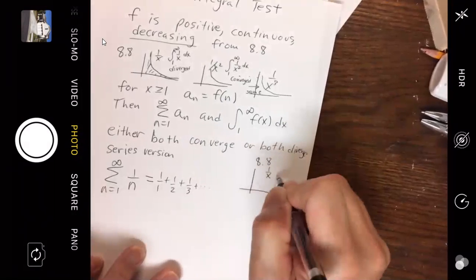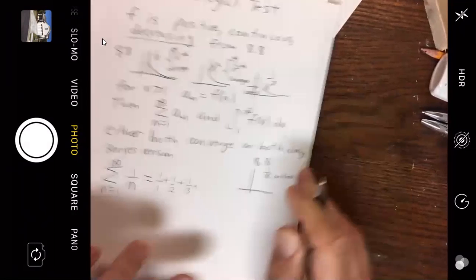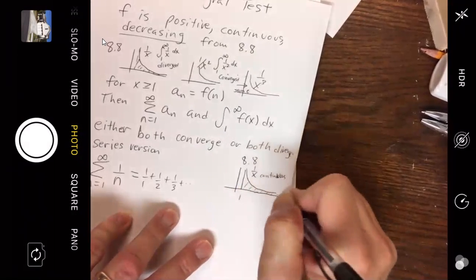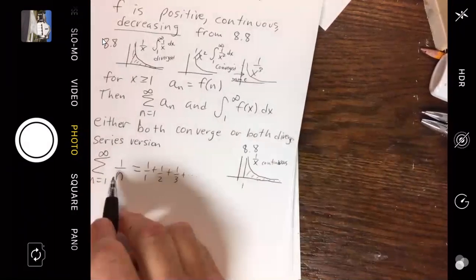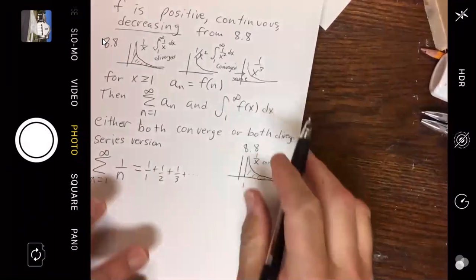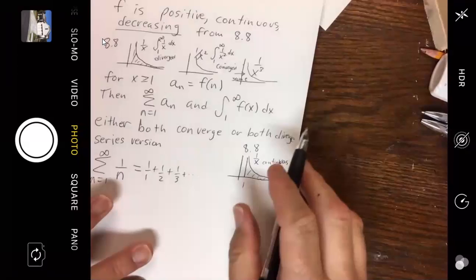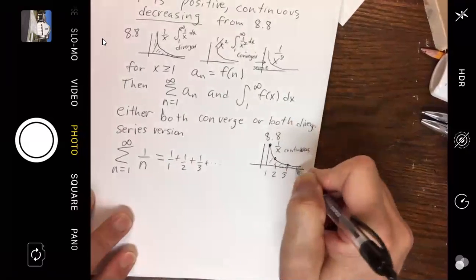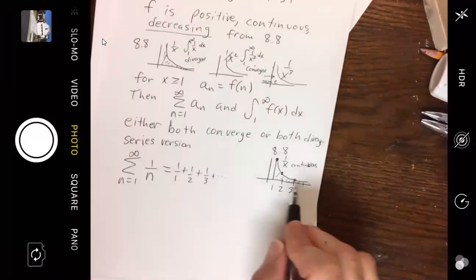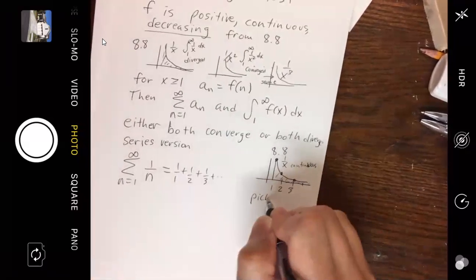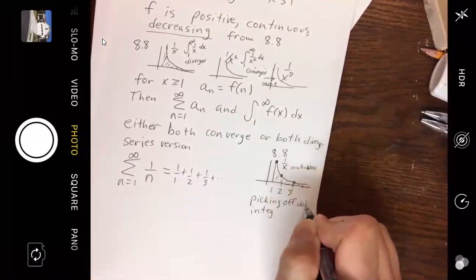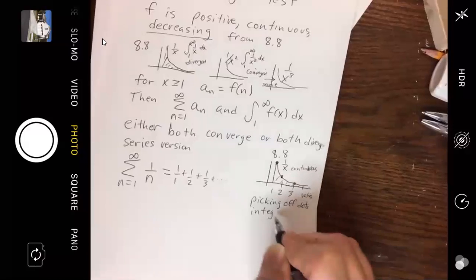So what they're doing in 8.8, we had 1 over x. Remember, x is continuous. So you had a continuous curve starting at 1, figuring the area all the way out to infinity. What they're doing is, this is where this a_n, which is f of n, comes from, right here. So at integer points, at 1, you're picking off this dot. At 2, you're picking off that dot. At 3, you're picking off this. You're picking off the integer dots, or values at integer points, and adding.